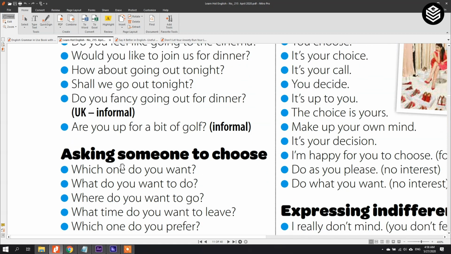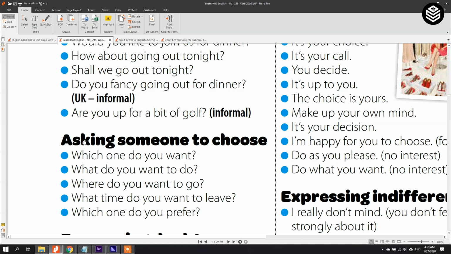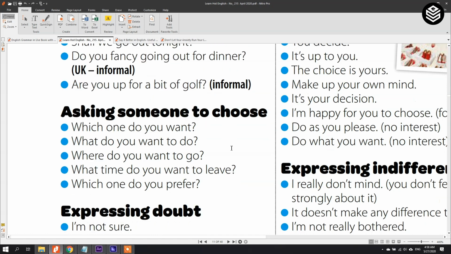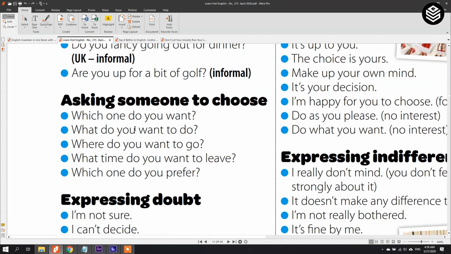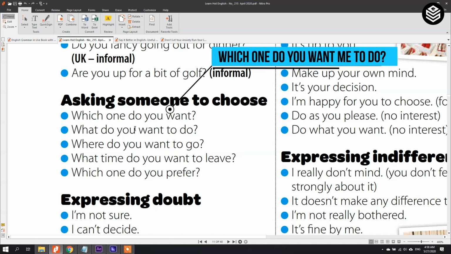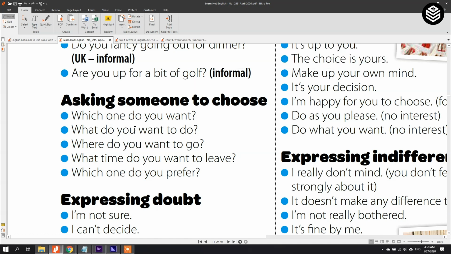Okay, so let's move to the next subject, asking someone to choose. Asking someone to choose, it means between the two or between some. Which one do you want? So asking someone, which one do you want? Okay, there are so many ice creams. So which one do you like? So there are so many options. With so many options, asking someone, which one do you like? Which one do you want? This is also a sort of asking for a decision.